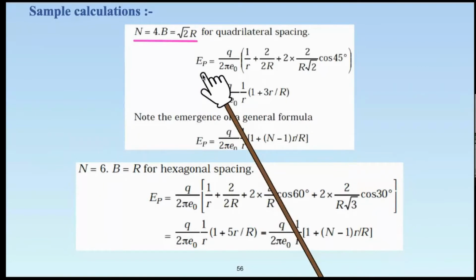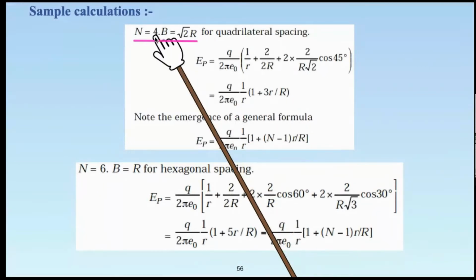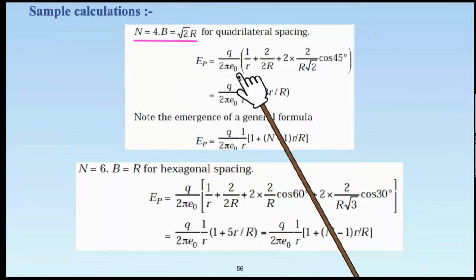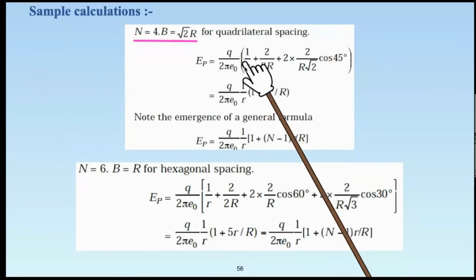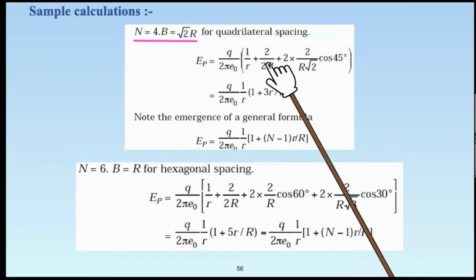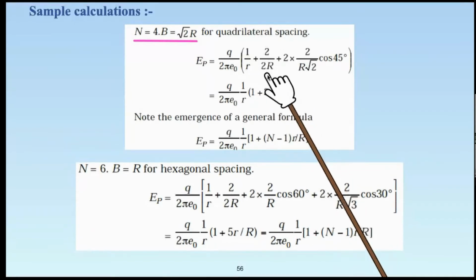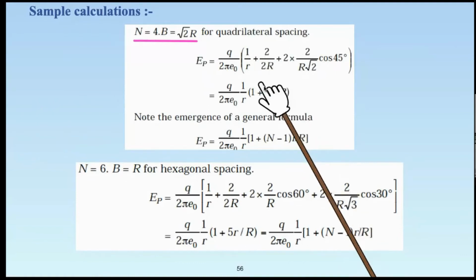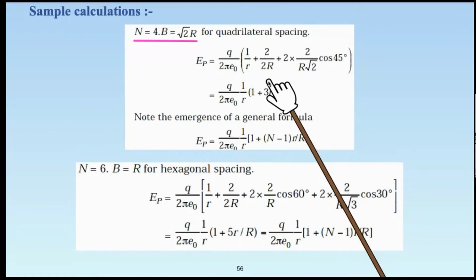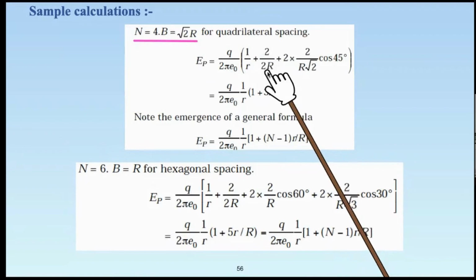So see how the components are added. For n equal to 4, there will be 4 elements, q upon 2 pi epsilon 0 times 1 by r. This is the first element due to the conductor itself. Then this is due to the charge on the conductor which is exactly on the opposite, diametrically opposite corner at the top, 2 by 2r.